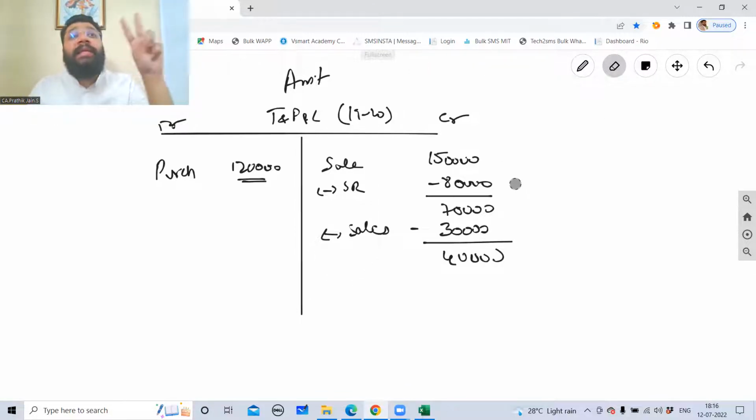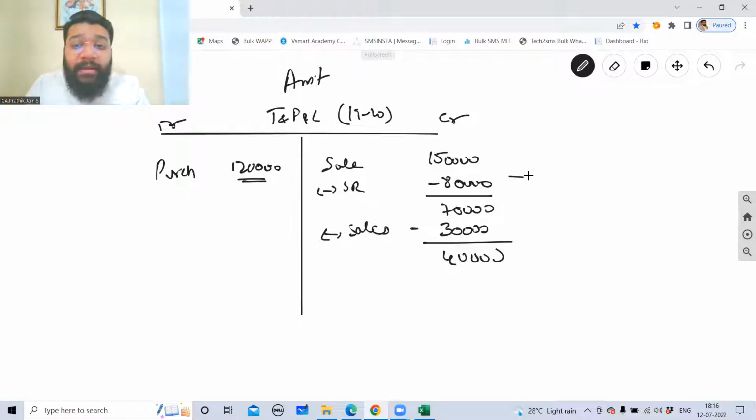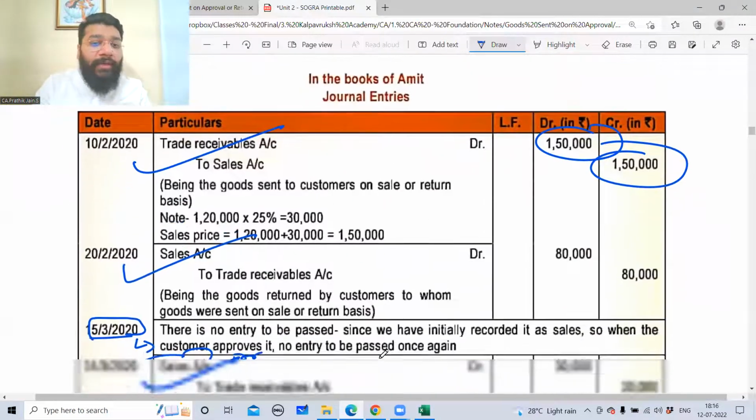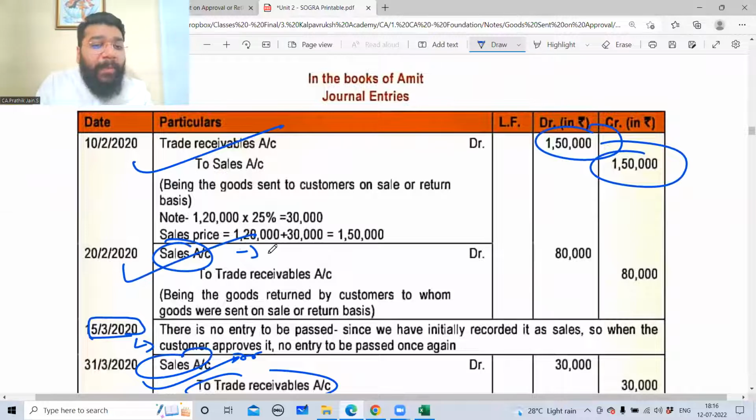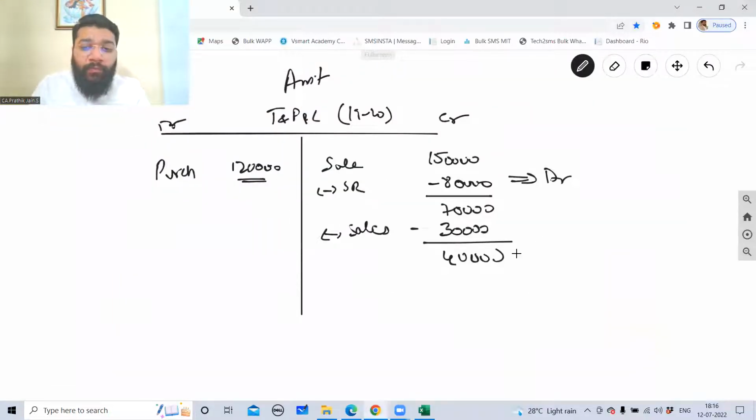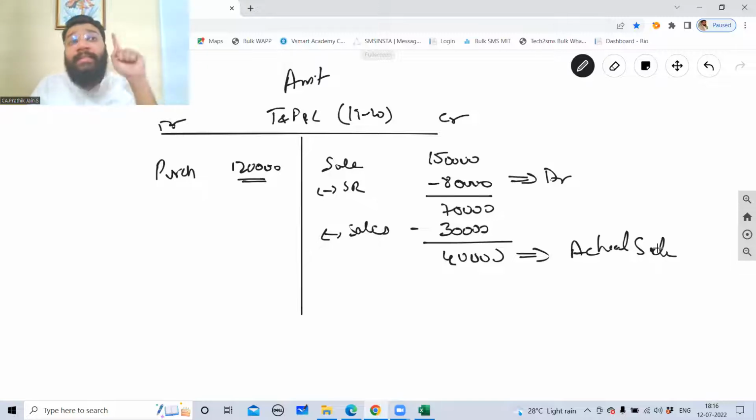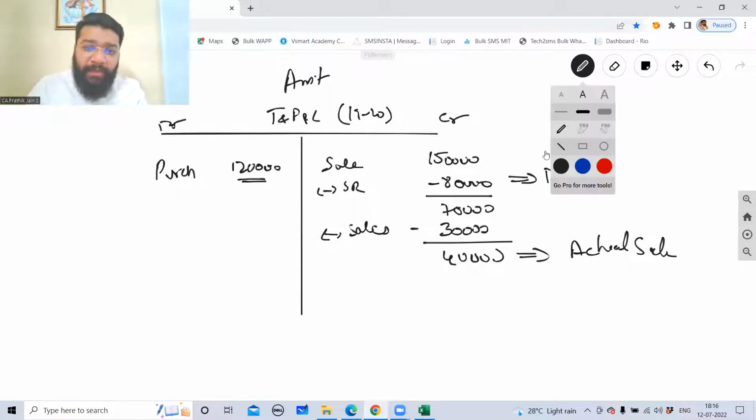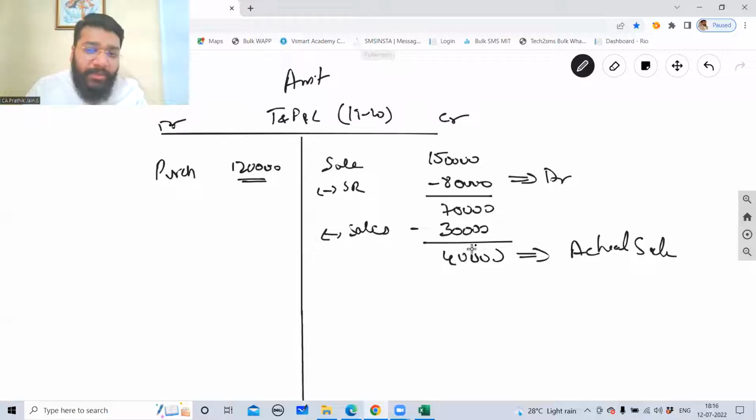Guys, you debited sale in two places. When the return happened, you debited the sale here once. When the goods were returned, you debited sale here. Debit sale means minus sales. And also you debited here to the extent of 30,000 rupees. You again subtracted sales, minus 30,000 rupees. So 40,000 rupees is your actual sale, the actual sale for which the acceptance has been received. Tell me yes or no. Yes. Everybody. Yes, sir.